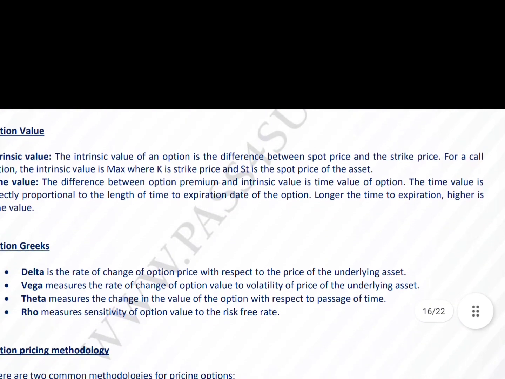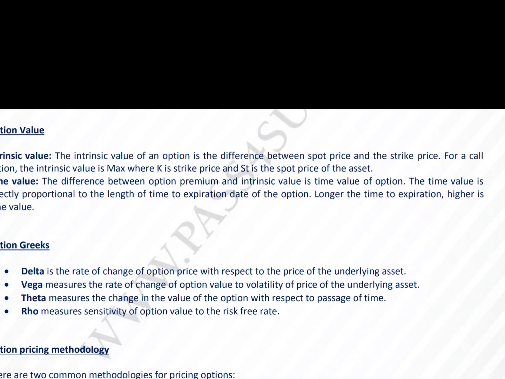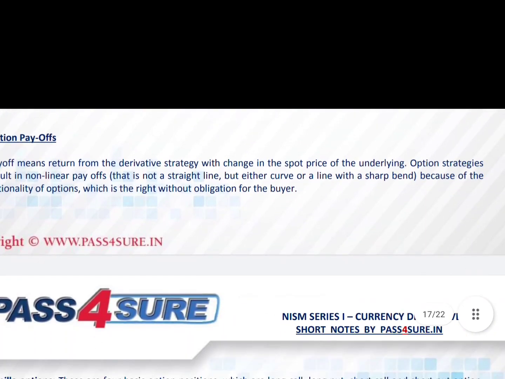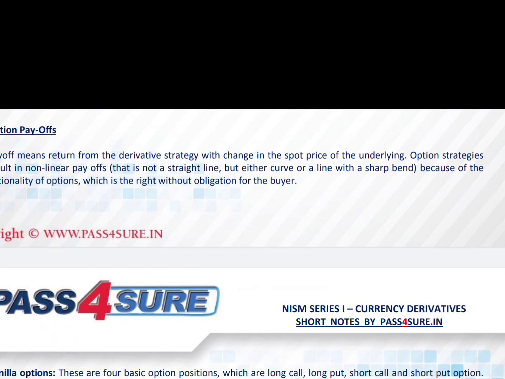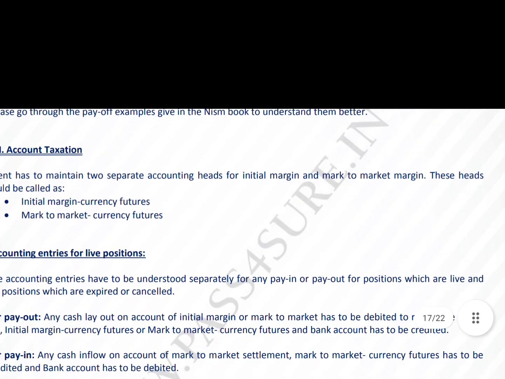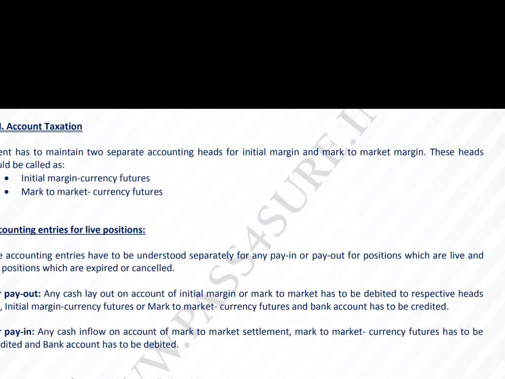At the money, out of the money, in the money. These are some Greeks by which you can measure the changes related to the underlying assets. Delta is the rate of change of option price with respect to the price of the underlying asset. Vega, theta, rho: rho is related to interest rate risk. Now payoffs, payout and pay-in. What is the difference between payout and pay-in? Pay-in is when you deposit money in your demat account. Payout is when you are transferring money from your demat to your bank account.